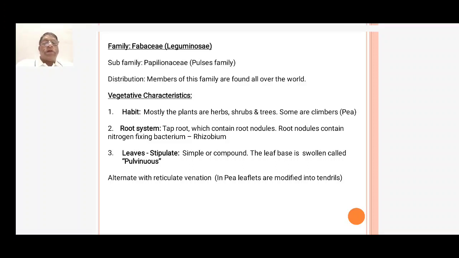Pulvinous leaf base. How are the leaves arranged? The leaves are arranged in an alternate manner. We call it alternate phyllotaxy. The venation is reticulate. If you examine pea plants, the terminal leaflets are modified into tendrils, which help in climbing. Okay.